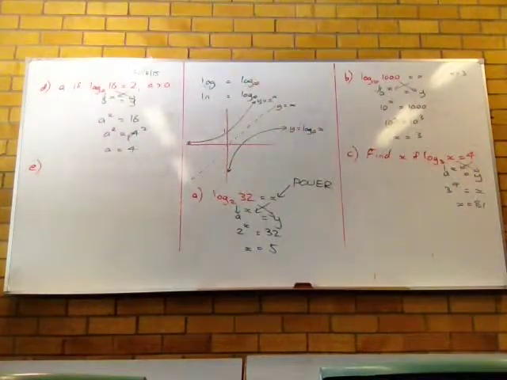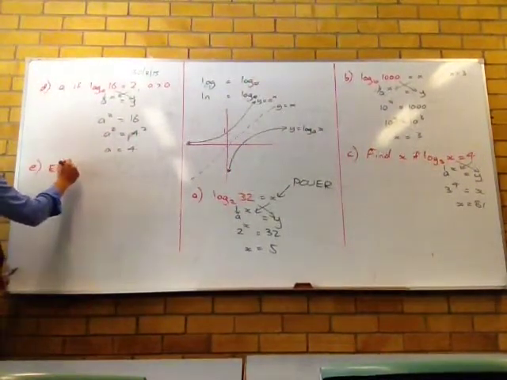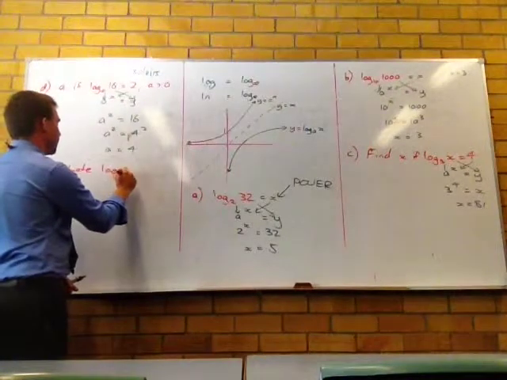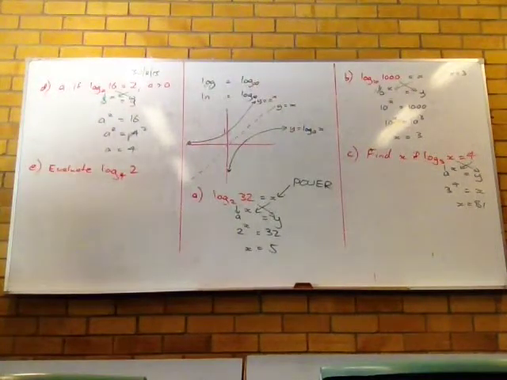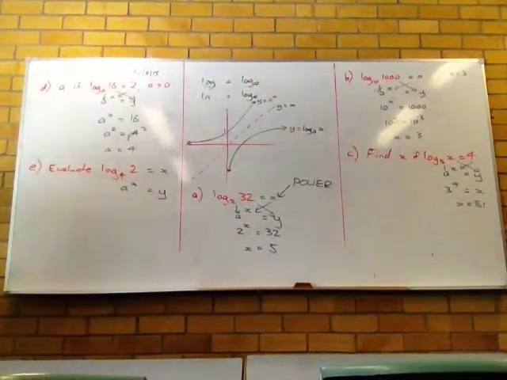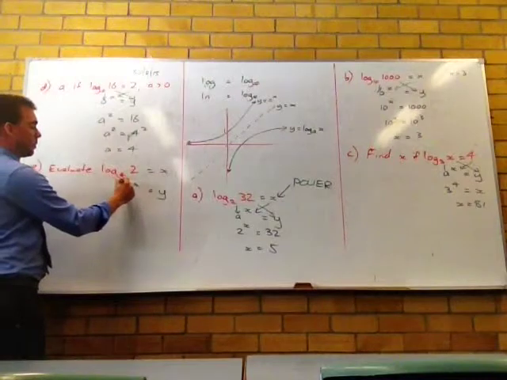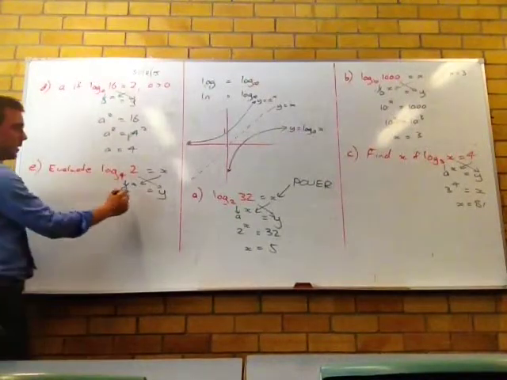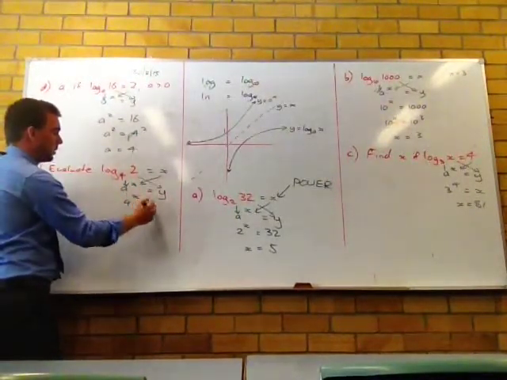Right, last one. Evaluate log base 4 of 2. Alright, so let's set it as a variable so we know what we're doing. So we're going to find that value for x. So A to the power of x is y. Alright, and then replace your letters with the variables. So 4 to the power of x is equal to 2.